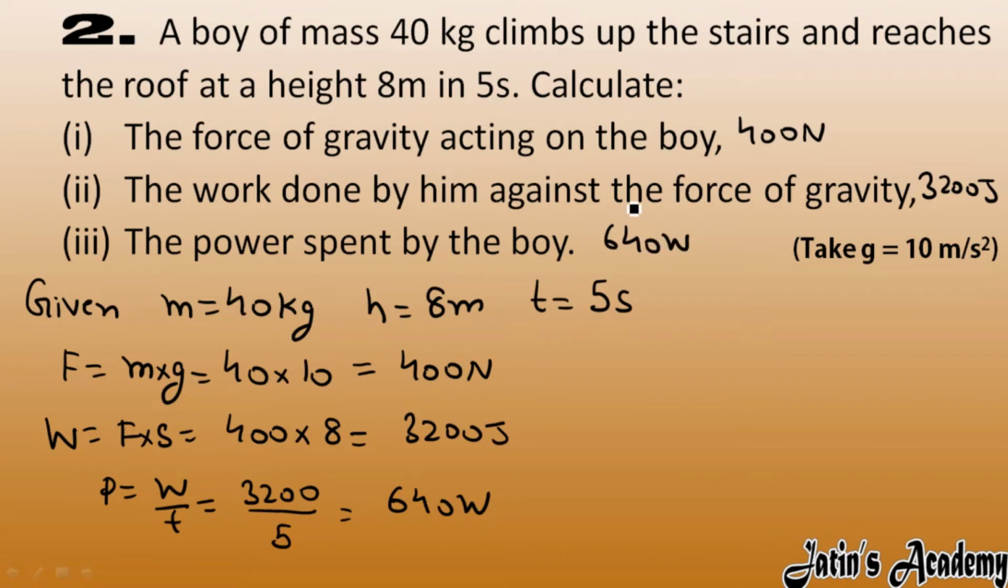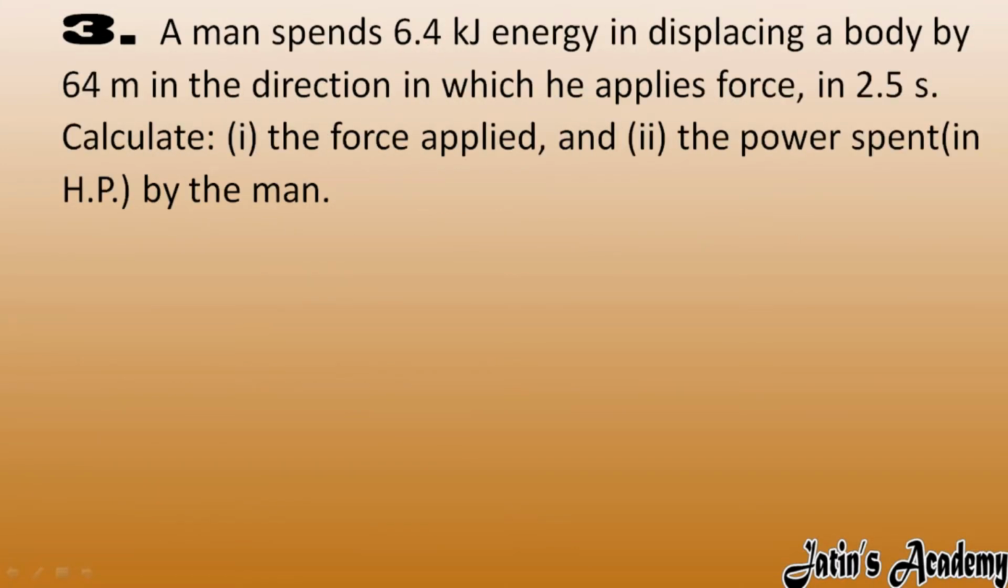Clear? Next question we have: a man spends 6.4 kilojoule of energy in displacing a body by 64 meter in the direction in which he applies a force in 2.5 seconds. Calculate the force applied and the power spent in horsepower. First write the given quantities. Given quantities we have, a man spent 6.4 kilojoule of energy.